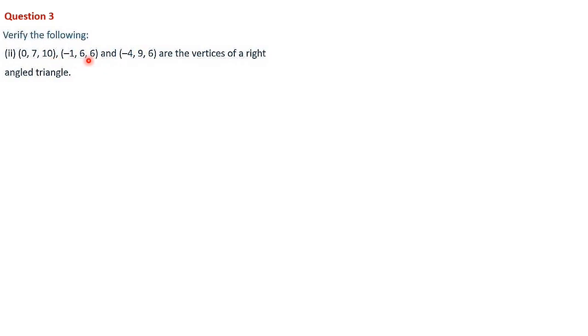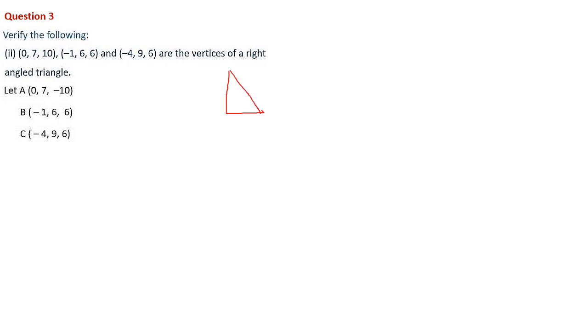Move on to the second part, that is verify the following. There are 3 points which are given to us. We have to verify whether these points form the vertices of a right angle triangle or not. So here first of all we can take these points as A, B and C. If these 3 points form a right angle triangle, clearly it will satisfy the Pythagoras theorem. Pythagoras theorem, as we know, okay, let's draw the rough figure.